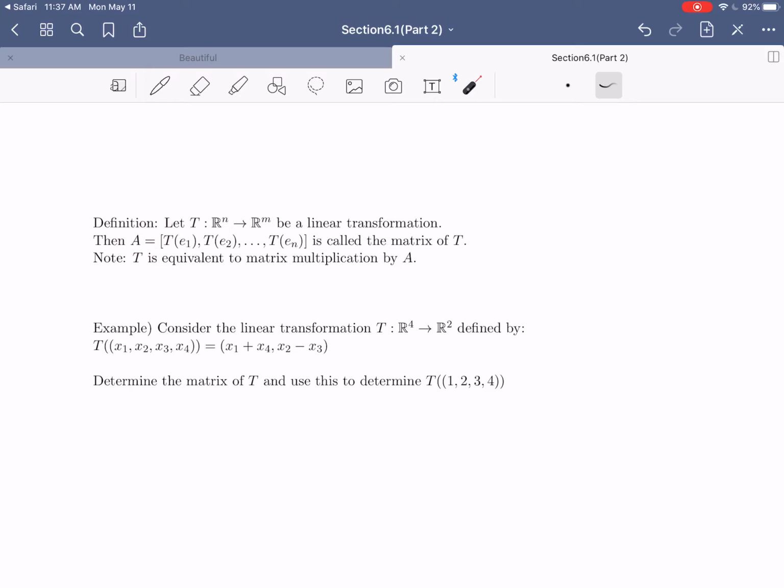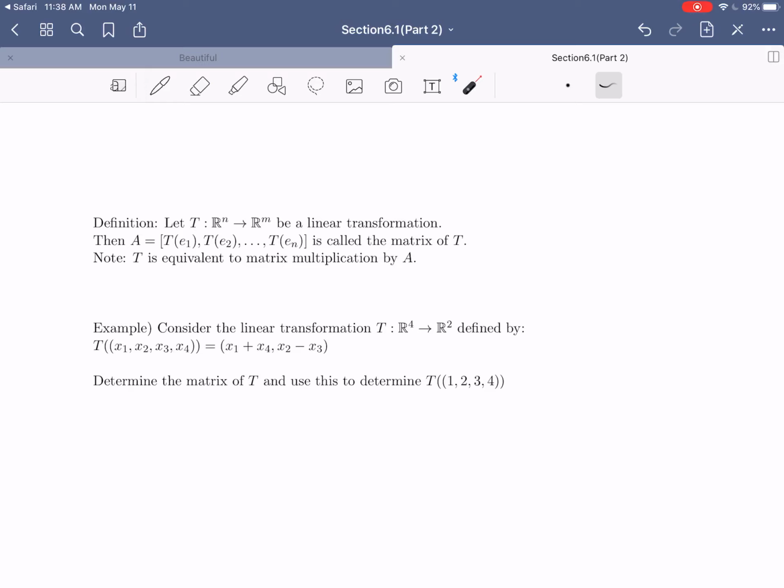And the big idea here, the whole point of this little extra video attached to section 6.1, is that T is equivalent to matrix multiplication by A. In other words, every transformation from Rn into Rm can be described or viewed as matrix multiplication by a particular matrix, and now this tells us how to find those matrices.